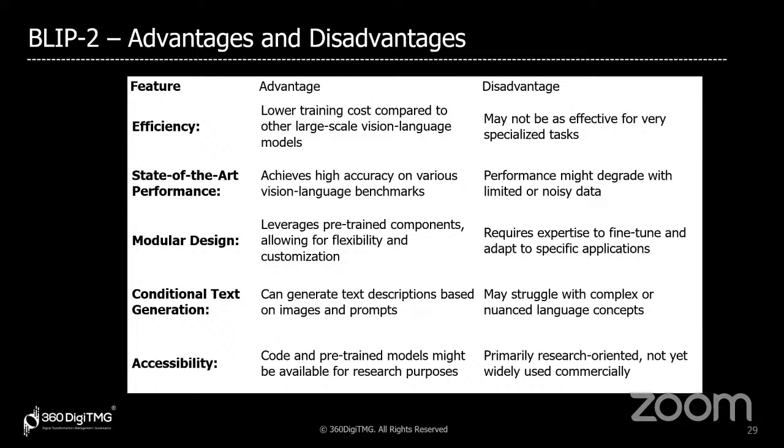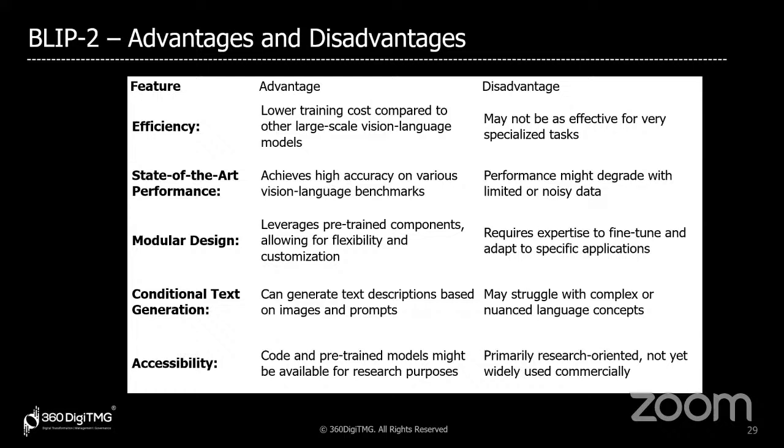Then there is modular design. It leverages pre-trained components, which allows for flexibility and customization. The disadvantage relative to modular design is that it requires expertise to fine-tune and adapt to a specific application. Then there is conditional text generation. It can generate text descriptions based on images and prompts. But what is the disadvantage? It may struggle with complex or nuanced language concepts.